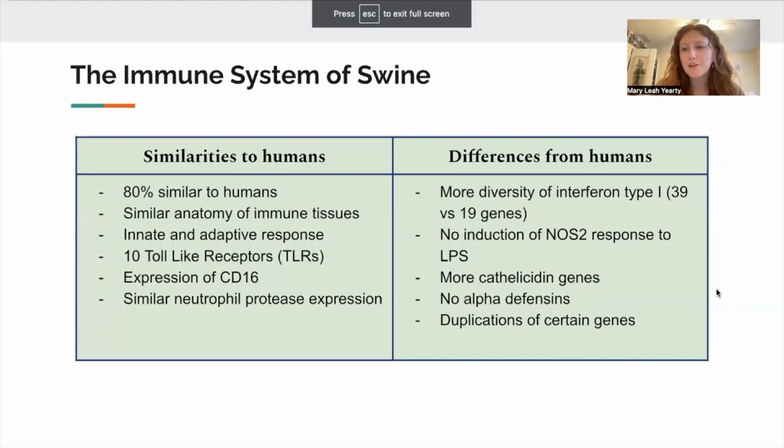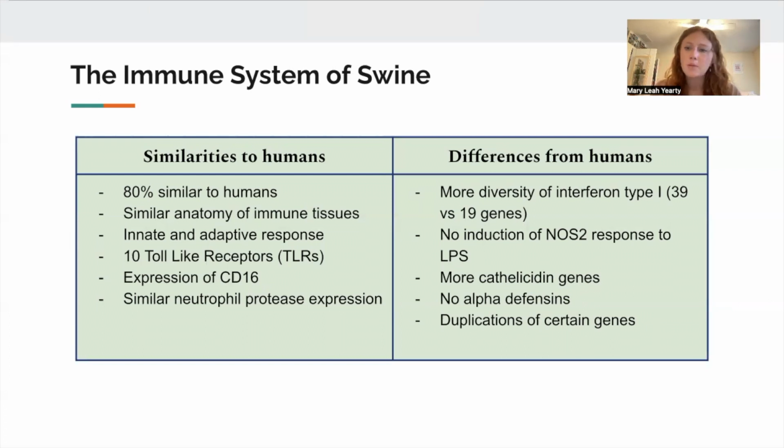So, to start, I'm going to talk about the immune system of swine and some brief similarities and differences from humans. Overall, their immune system is 80% similar to humans. This makes them a really important model for immunology study and even testing drugs because it is so similar. We can test that a little easier before we go to human trials.